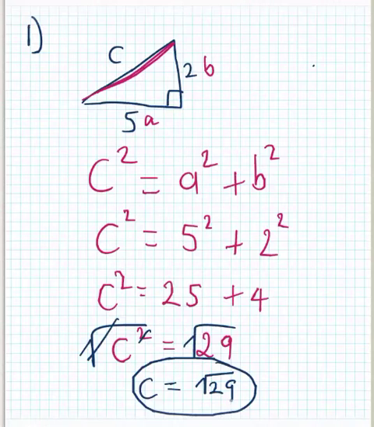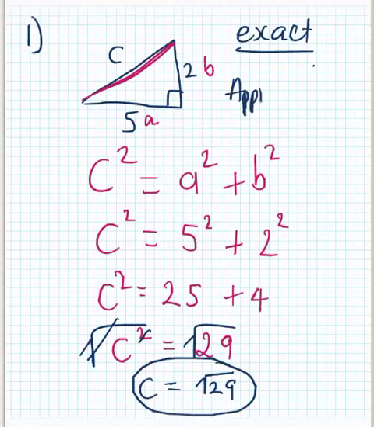Always check and see if you can simplify the surd. Now, if the question asks for an exact answer, that's it. Leave it in surd form. And this question did ask for an exact answer. But just say it asked for an approximate answer, you would have to get your calculator and put the square root of 29 into your calculator.